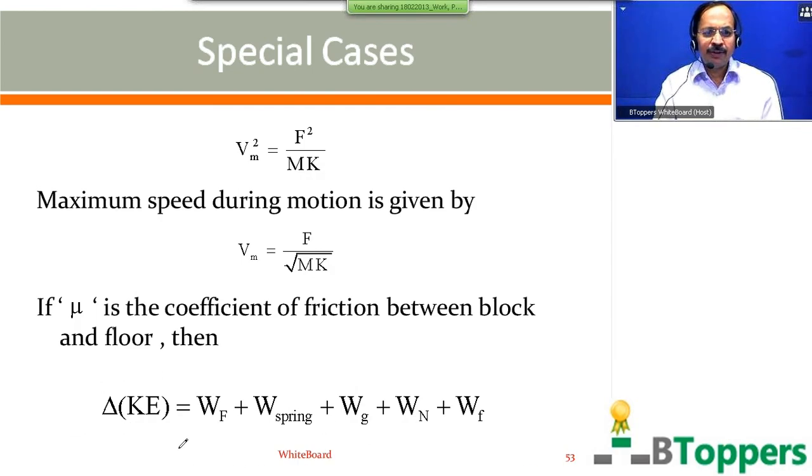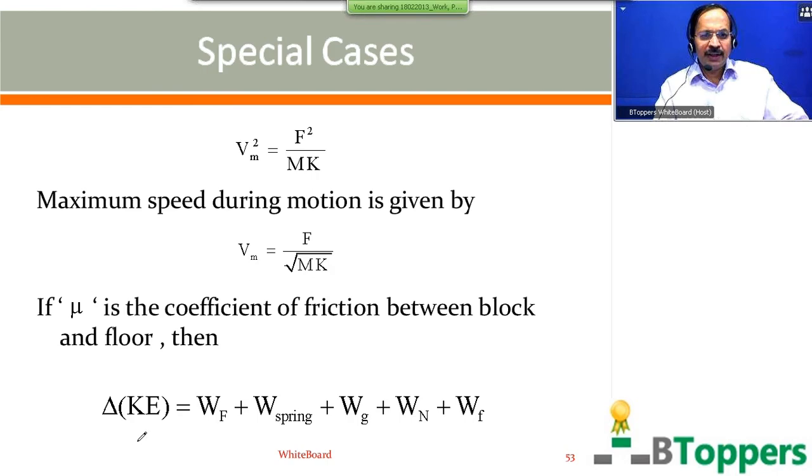Then again, the work energy theorem. That means I am now discussing the same case, the calculation of maximum elongation of the spring from its natural length and the maximum speed of the block during the motion, from the work energy theorem when there is friction, but the coefficient of friction between the block and the floor is constant.